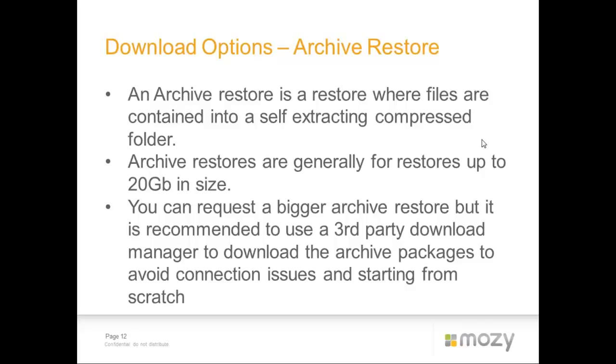Okay, so as I was saying, the archive restore is a restore where you actually restore the files into a self-extracting compressed folder. Generally, we would say this is probably your best option for restores up to 20 gigabytes in size. That's not saying you have to. Even if you were restoring 30 or 40 gigabytes, you could still use this restore option. We would just recommend that after 20 gigabytes, it's easier to use the Restore Manager.